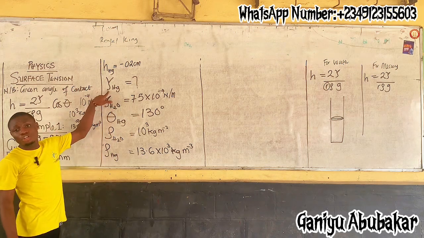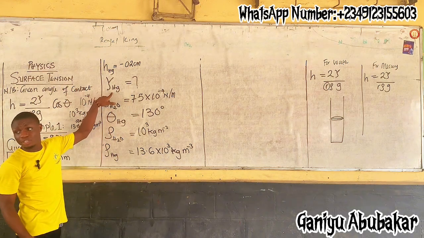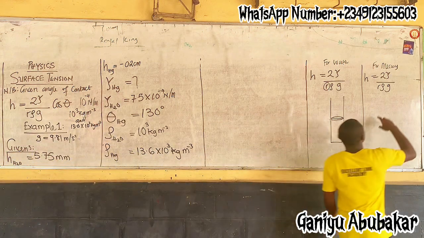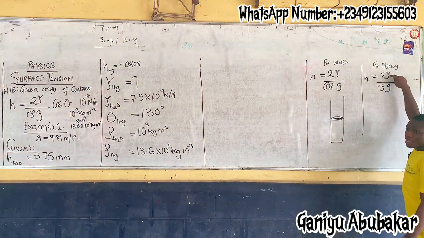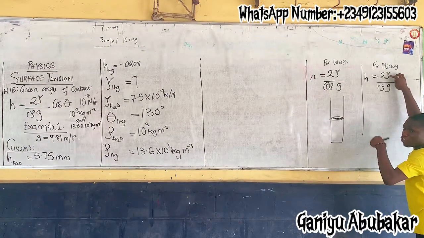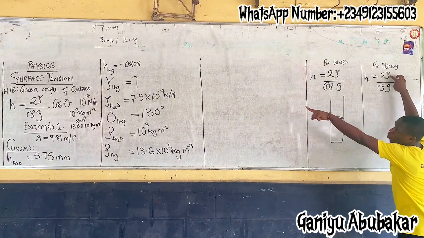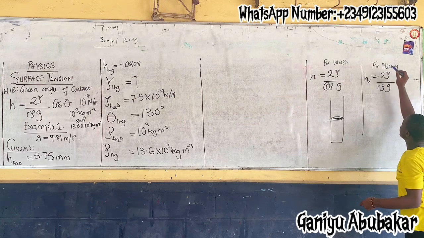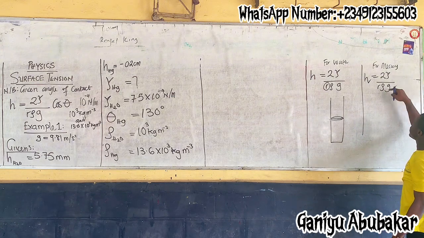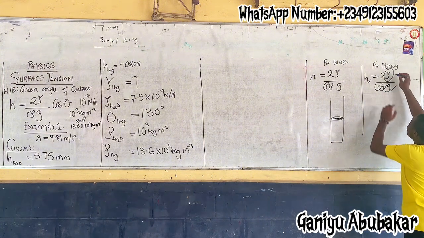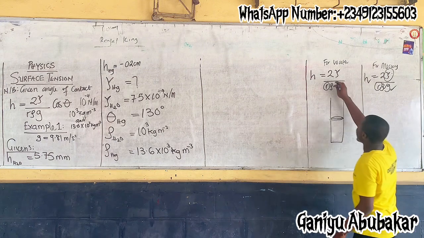What do I have to find? The surface tension of mercury. To find this for mercury, I need to know H of mercury, which is given. Gravity is given. Density of mercury is given. But I don't know the radius. So under mercury, I don't know two things, while under water, I don't know just one thing.